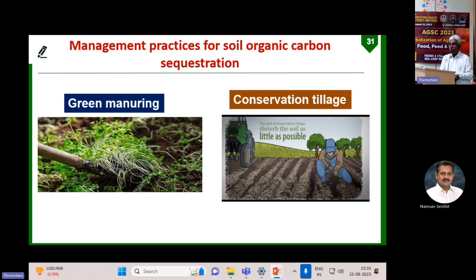We are doing some research nowadays to generate the database on green manuring, seed production and other issues. Even in our own university, we are doing some research nowadays on fodders and green manures, wherein we have to develop the database. Availability of seed itself is a problem.